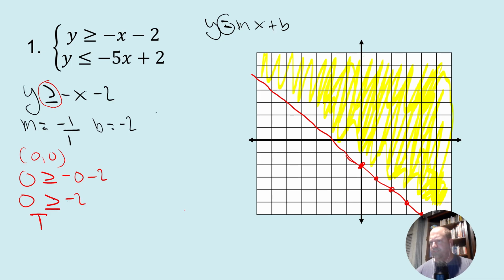And for the bottom inequality, I'm going to do this in green. We've got y is less than or equal to negative 5 x plus 2. Our slope is negative 5 over 1, and the y-intercept is 2. So let's start at 2 on the y-axis. We're going to go down 5, right 1: 1, 2, 3, 4, 5 over 1. And then to get a point on the left side, we can reverse that. I'm going to go up 5: 1, 2, 3, 4, 5, back 1. And again, since this is less than or equal to, we want a solid line.